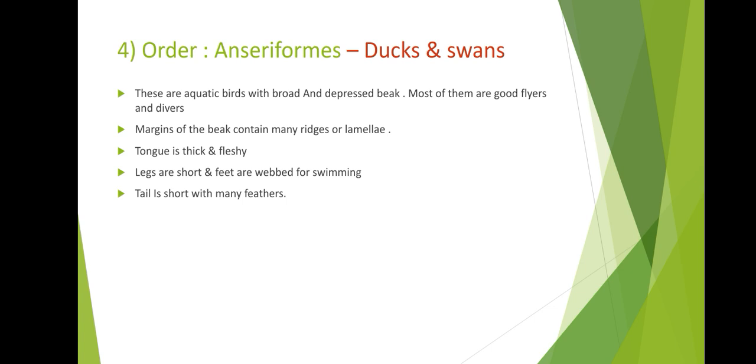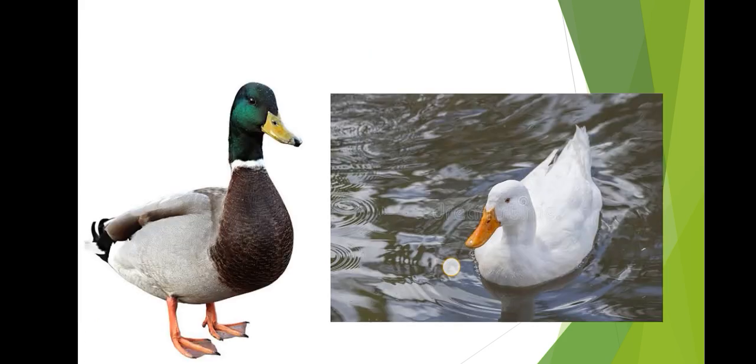And the last order is Anseriformes. Examples are ducks and swans. These are swimming birds or aquatic birds with a broad and depressed beak. Most of them are good flyers and divers, and the tongue is thick and fleshy. Legs are short and feet are webbed for swimming, and the margins of the beak contain many ridges or lamellae.